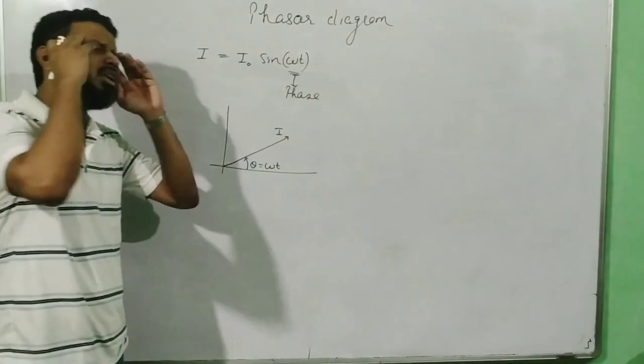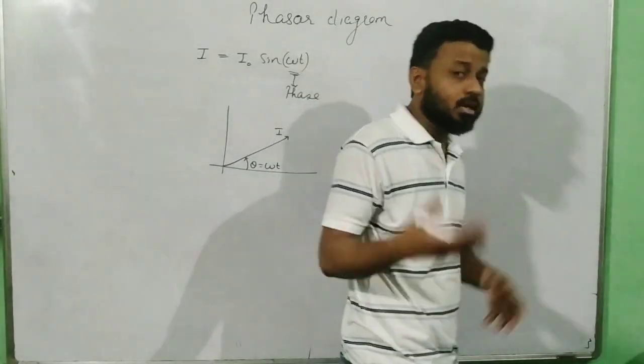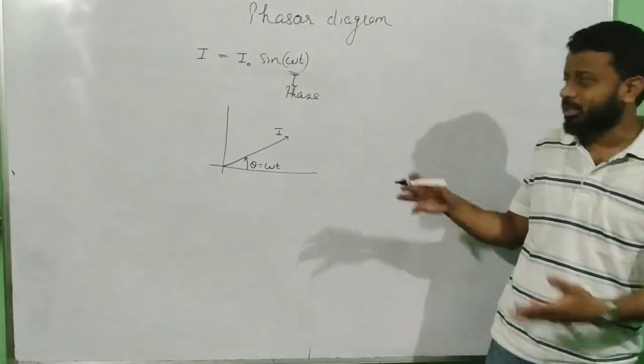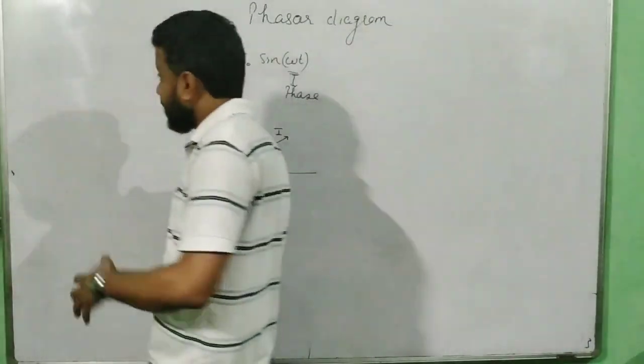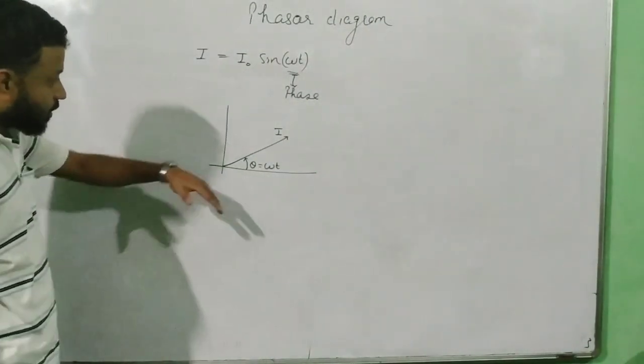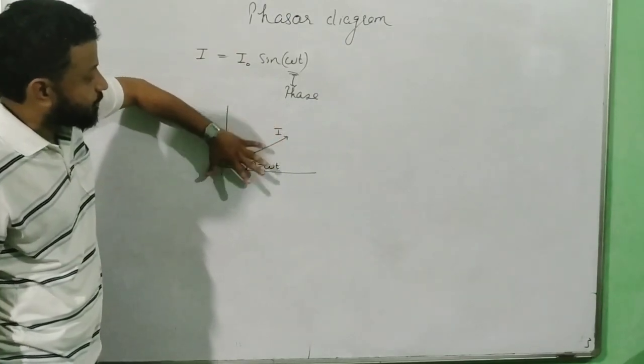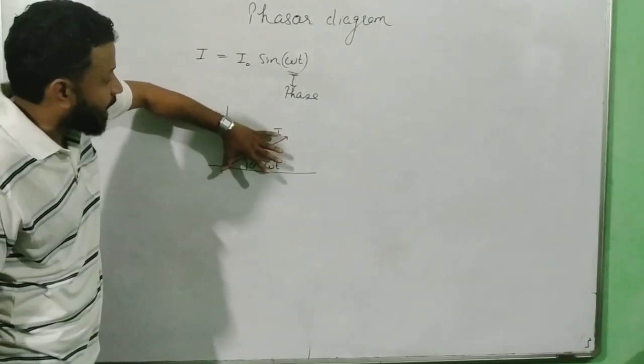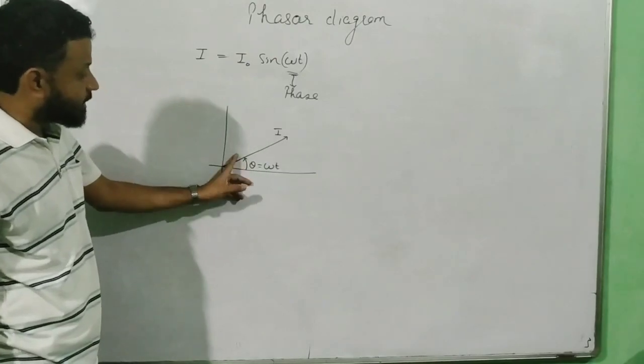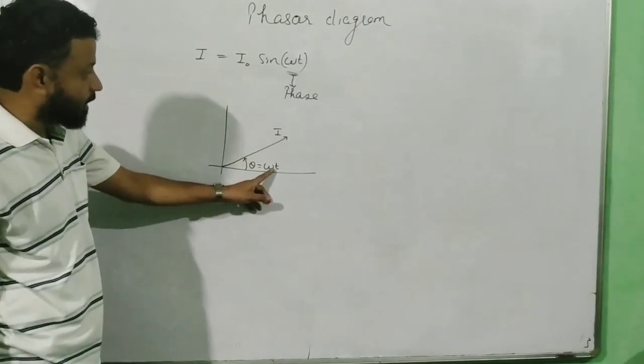So this is more or less like a vector, but we don't use the word vector because current is not a vector quantity. So we use a different word, phasor diagram, not a vector diagram. Okay. So the length of this arrow mark denotes the value of I when the angle is theta, and the theta value is omega t.